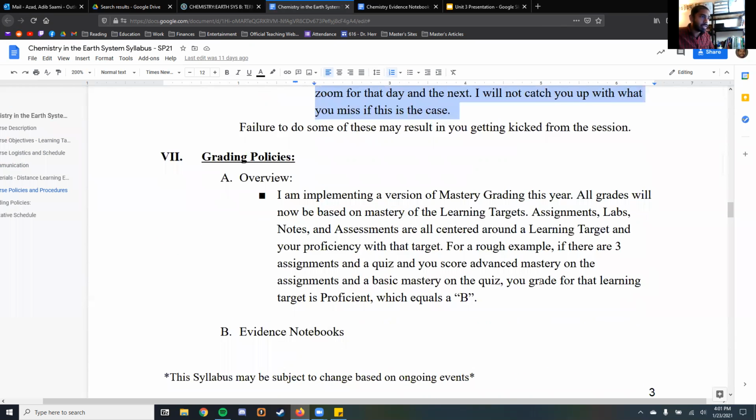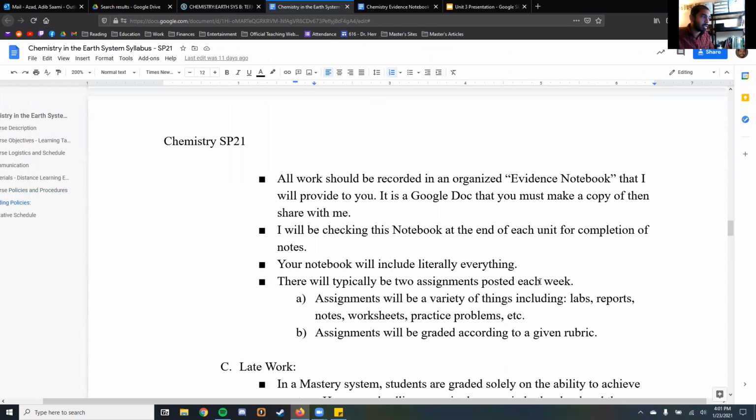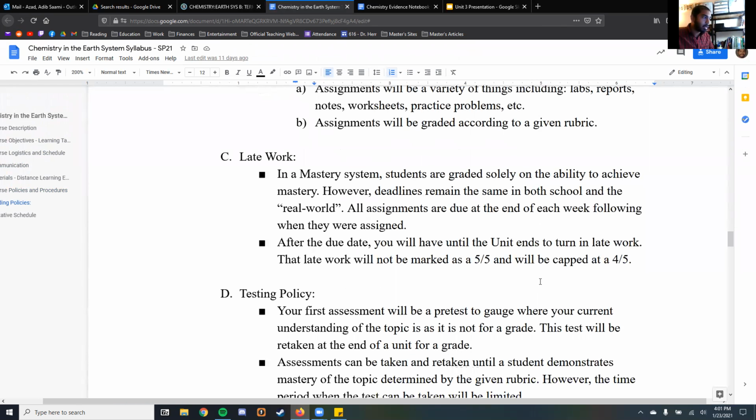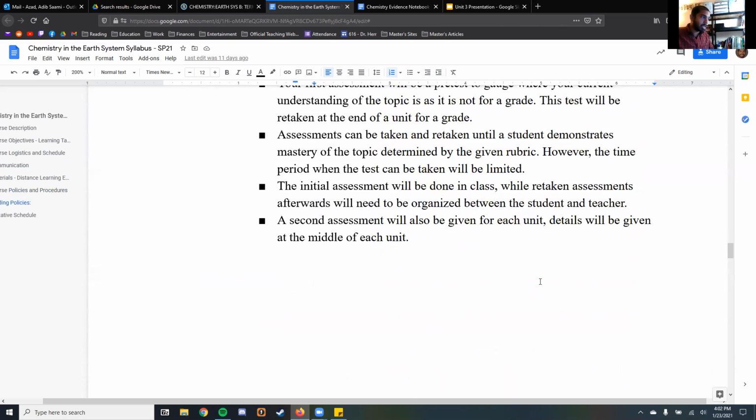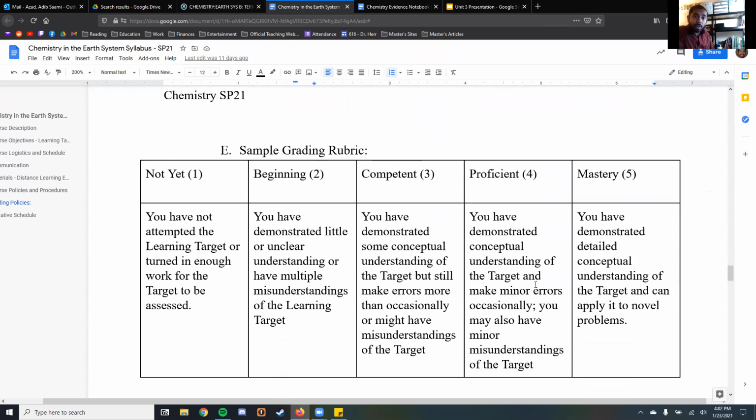All right, grading policy, that didn't really change. Evidence notebook, that didn't really change from last semester. Keep it scrolling down. Testing policy, nothing really changed. So just as a single reminder, we are still doing mastery learning. If you end up doing poorly on an assignment, you can always try to be better with it, right? So you got a 1 out of 5, do it, turn it in later, and get yourself a 4 out of 5. You can always improve.